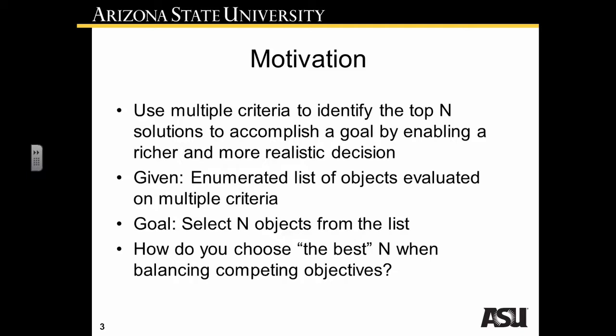So what we assume is known is that we have a list of objects that have been evaluated on multiple criteria. Our goal is to select, say, N objects from this list. So then the question is, how do we choose what the best N items are while trying to balance these competing objectives?